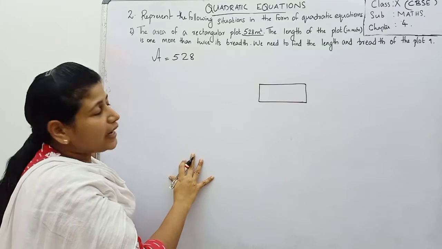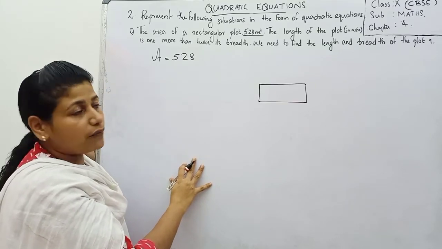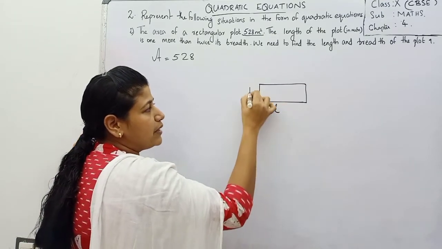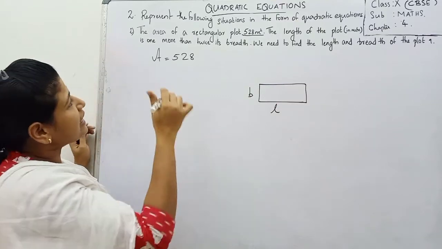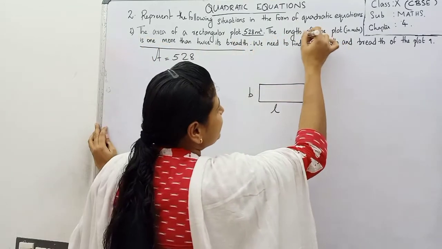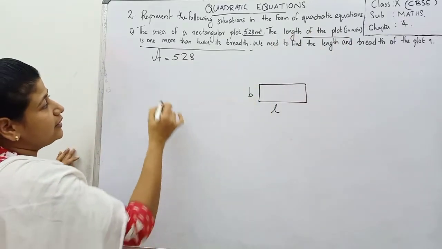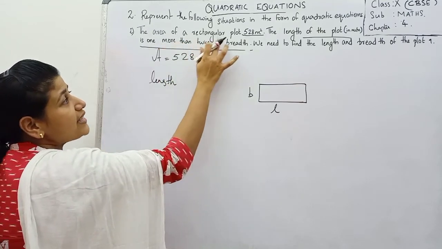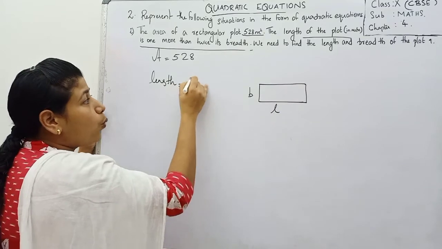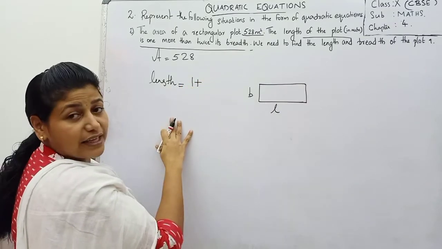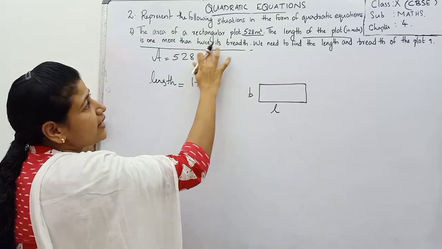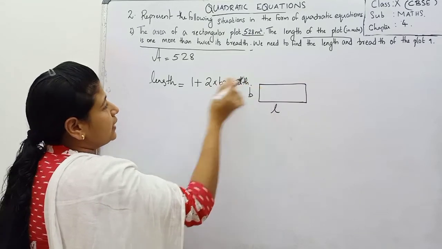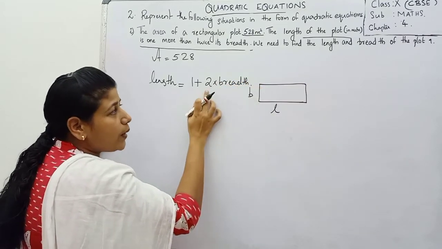We know that to find the area, we need the length and breadth of this particular rectangle, isn't it? So as usual, we are taking the length as L and breadth as B. Some condition is given. The length of the plot is 1 more than twice its breadth. Twice its breadth means 2 times its breadth. This is the condition.